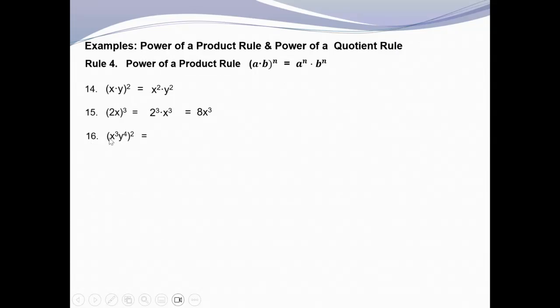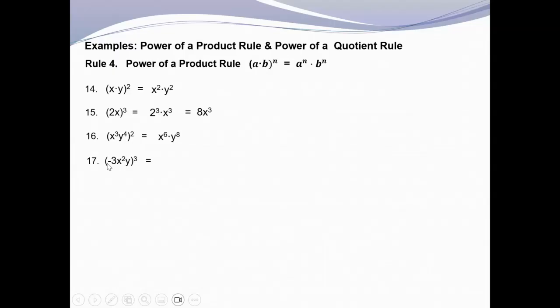Number 16. We have parentheses x to the third power, y to the fourth power, raised to the second power. So it's going to give us x to the 3 times 2, right? It'll be x to the 3 times 2 and y to the 4 times 2. That's why it's x to the 6 times y to the 8th, because again, we multiply the powers.